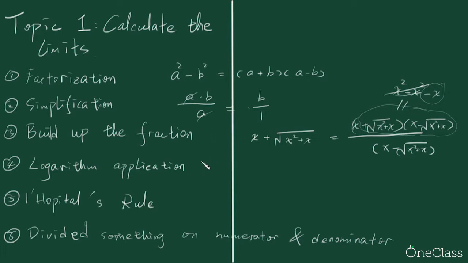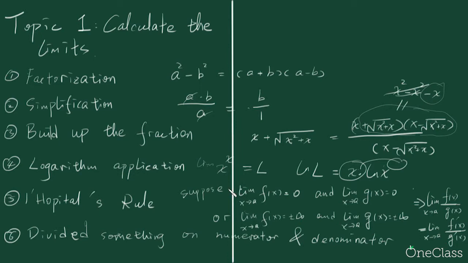And the fourth one is logarithm application. It means when you see something like x to the power of x, two variables together, then it's not what you're familiar with. So when you want to calculate the limit of this thing, just set it to L and then take the log. Log L is equal to x times log x. Everybody knows that when you take the log, the power can be shifted to the front.